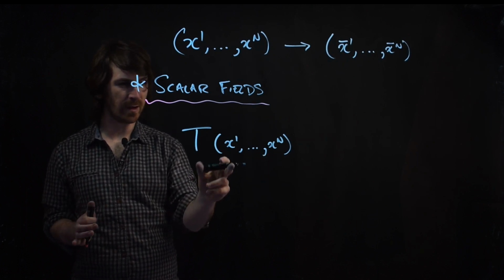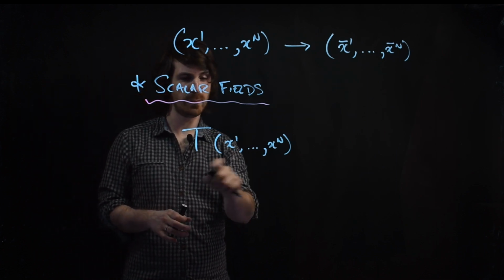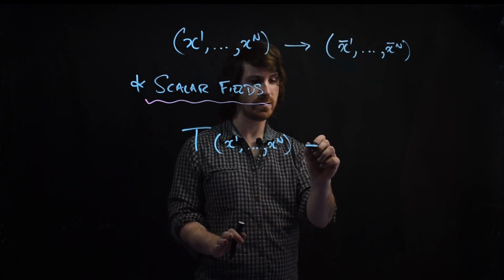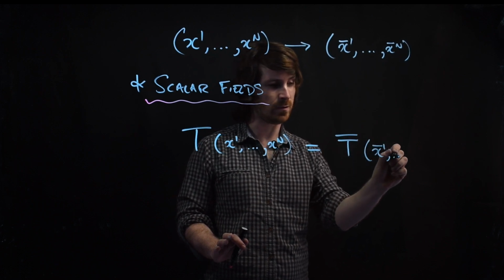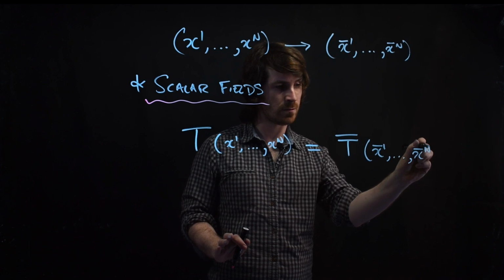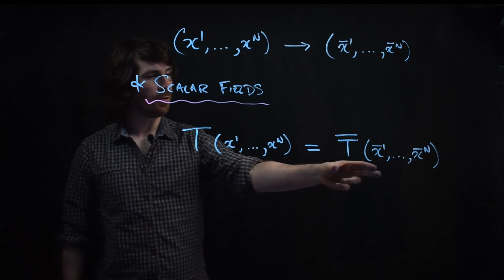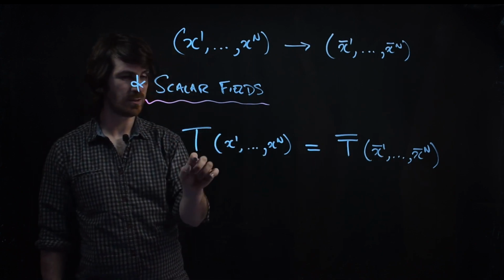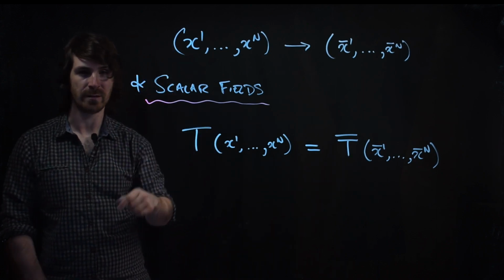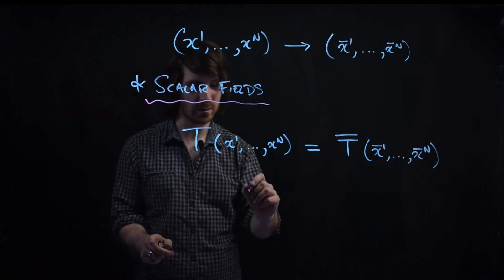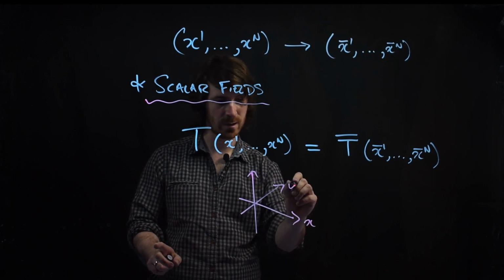And a scalar field is defined by the fact that under a coordinate transformation, this number is invariant. So we can write that this is equal to t bar, some function of the barred coordinates. In general, note that the functional forms may be different. So this function t is maybe different than t bar, but the number that it throws out will be the same. Okay, so for an example, let's think of a three-dimensional coordinate system, x, y, and z.